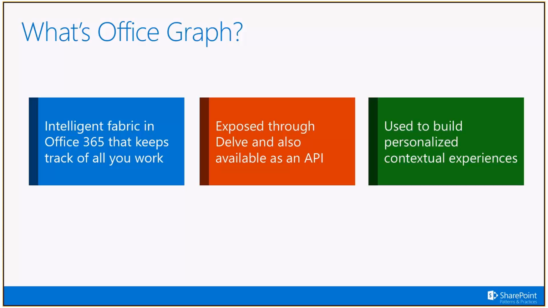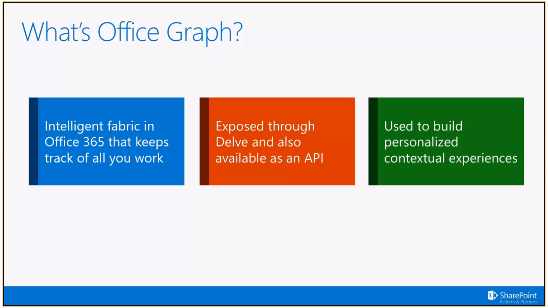We also have an API for the Office Graph, so you're able to access that information within your customizations. Using that API, you can build personalized, contextual experiences, which essentially means that you as a developer can implement a similar kind of intelligence as within Delve. All of the needed APIs are available for you as well.